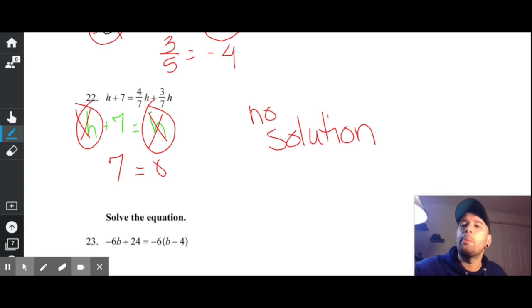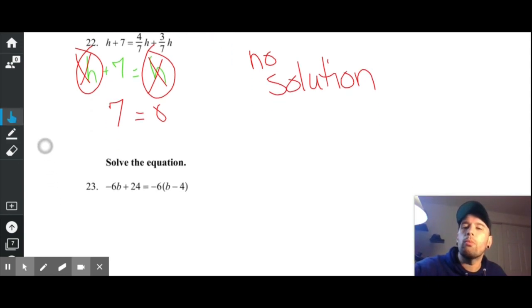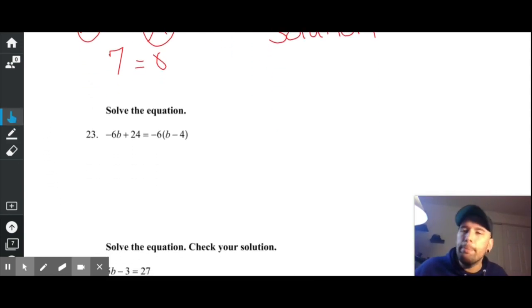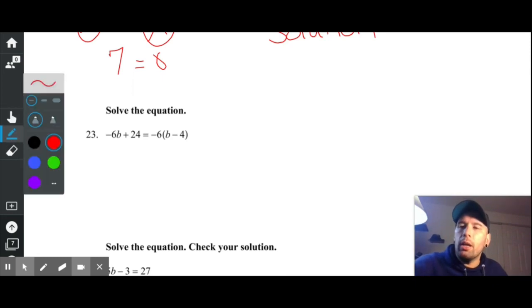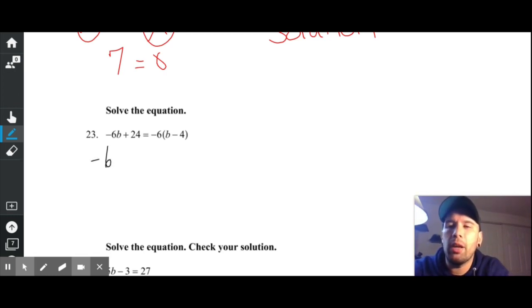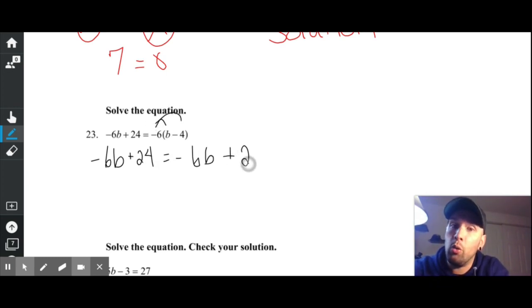All right. 23. I've got myself negative 6b on the left. I have 24 on the left. Nothing changes. So I'll just drop it down. Negative 6b plus 24 equals, on the right, negative 6 times b, which is negative 6b. Negative 6 times negative 4 is positive 24. The left side is the exact same as the right side.